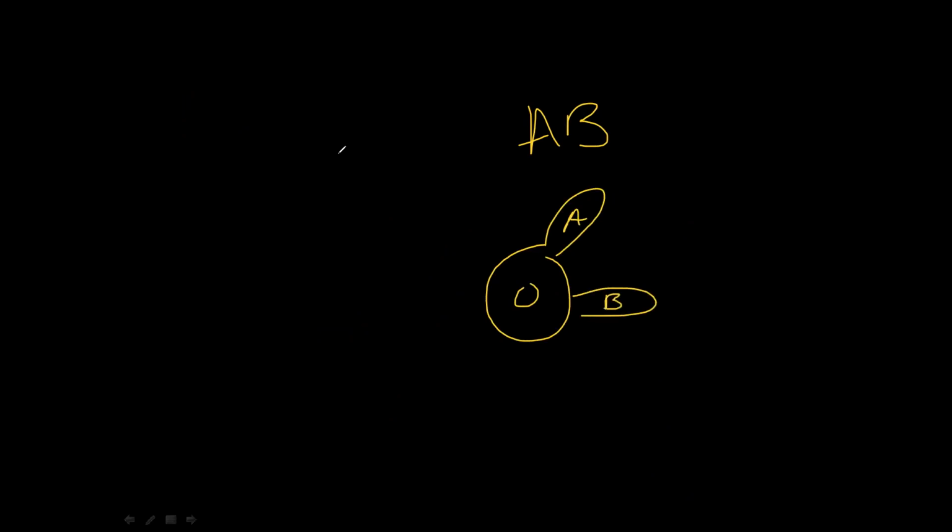Now, someone that has AB blood has their red blood cell, and again, they have the A antigen on it. They have the B antigen, but they have no antibodies.